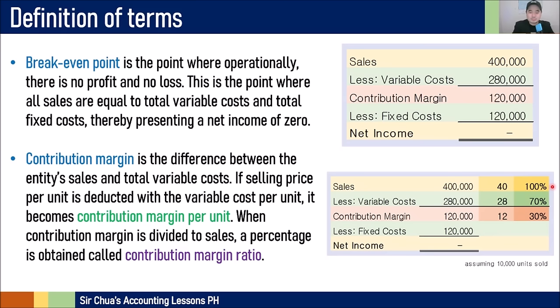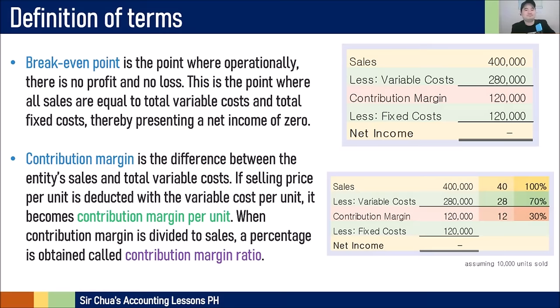Kung matatandaan nyo po yung tinuro sa Fundamentals of Accountancy Business and Management Part 2 na vertical analysis, yung pagkuha natin ng mga percentages dun sa inyong mga financial statements, it works the same way, okay? So, 12 divided by 40, 30%. Ibig sabihin, 30% of your sales ang contribution margin. Yun yung contribution margin ratio, okay? So, again, contribution margin is the difference between your sales and variable cost. But if it is already expressed per unit, ang tawag po doon, contribution margin per unit. Pero kapag dinivide mo na ang contribution margin sa sales, ang tawag na po dun is contribution margin ratio.